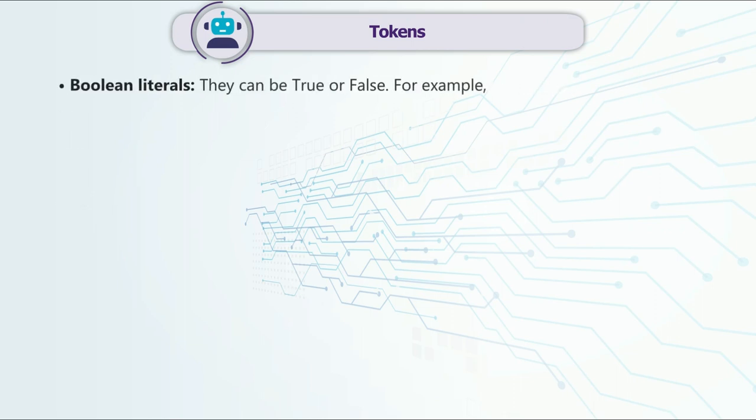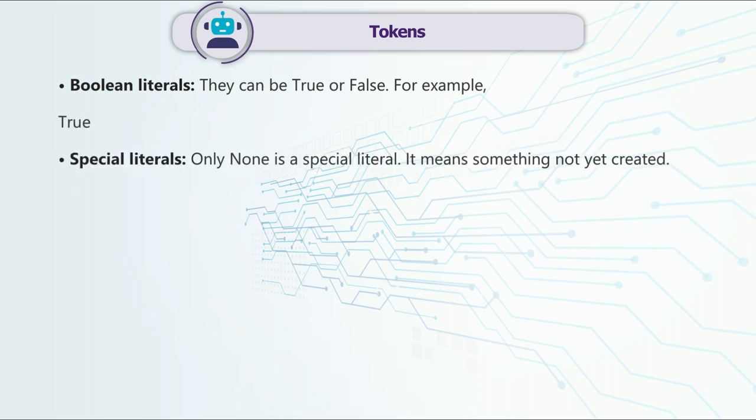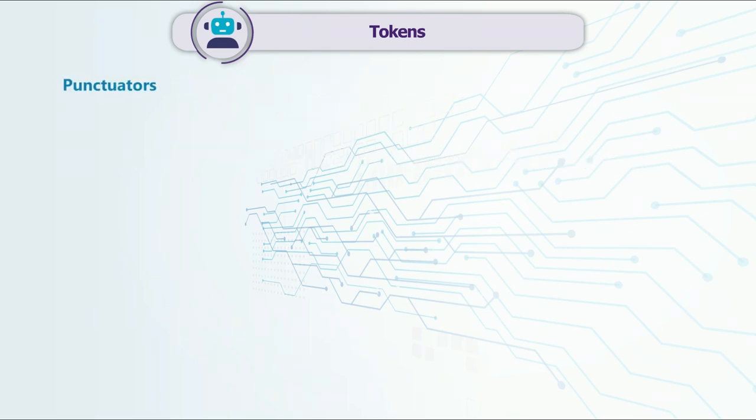Boolean literals can be True or False. For example, True. Special literals: only None is a special literal. It means something not yet created.